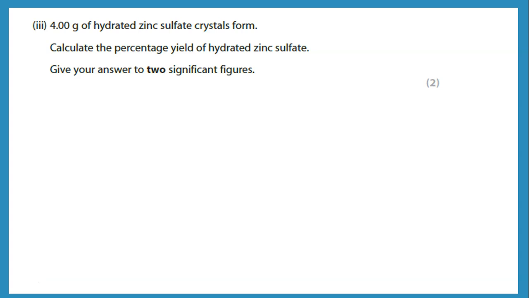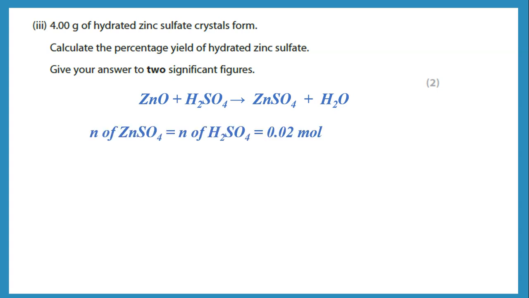So the question says they were trying to make zinc sulfate, and when they did that, they ended up with 4 grams of the hydrated zinc sulfate. Calculate the percent yield. So what they did was they reacted zinc oxide with sulfuric acid, and we already calculated the number of moles of sulfuric acid in that previous question, and we got 0.02. From the equation, the number of moles of the zinc sulfate obtained as a product should be the same as the number of moles of sulfuric acid. So the number of moles of zinc sulfate is 0.02.